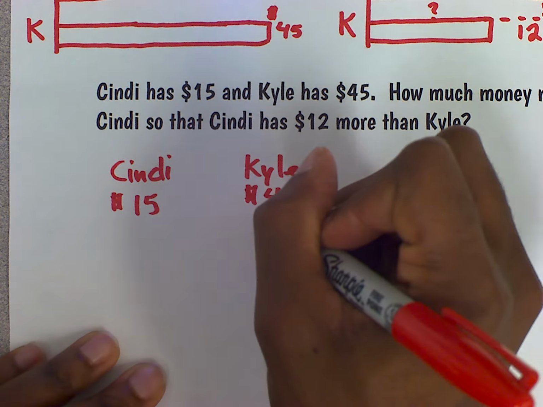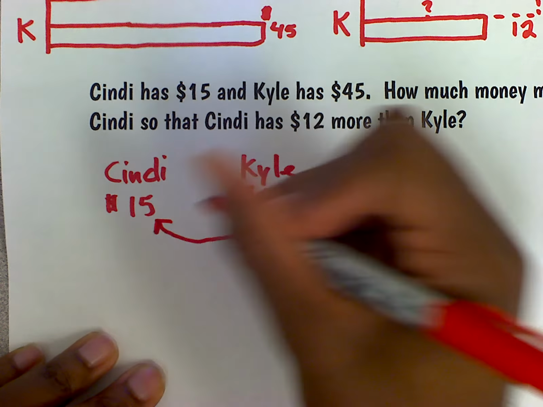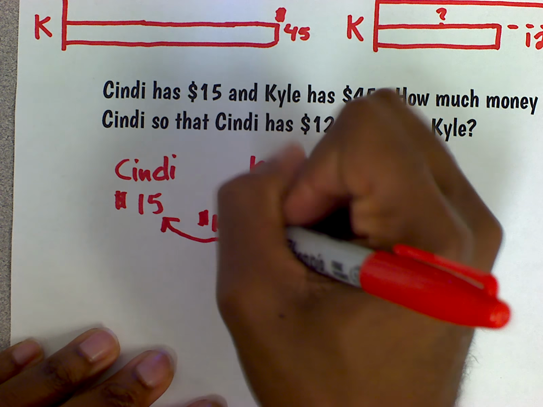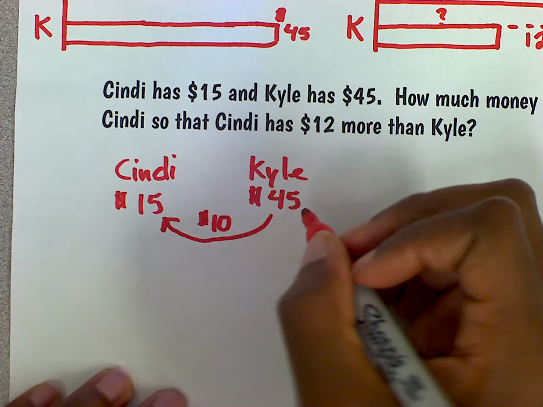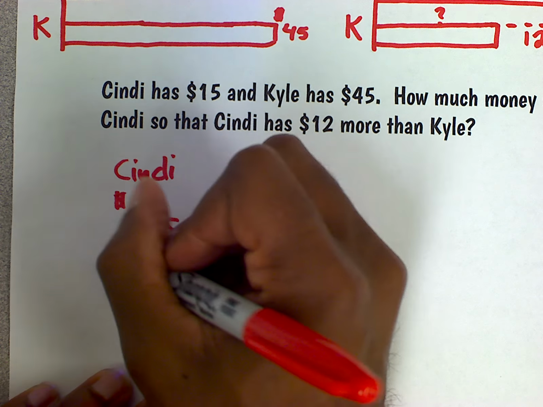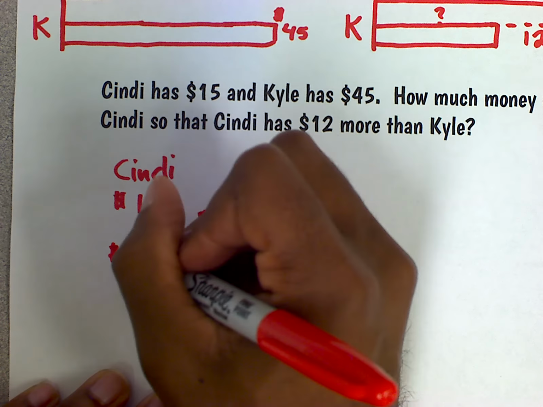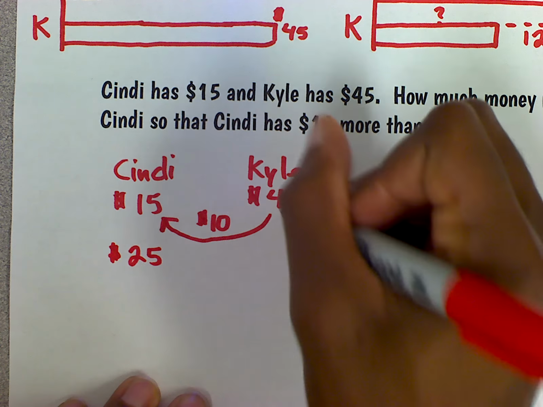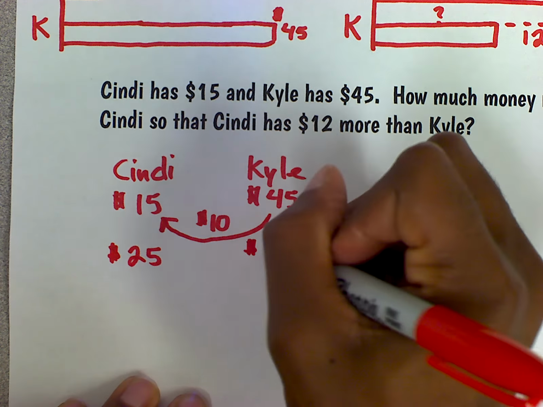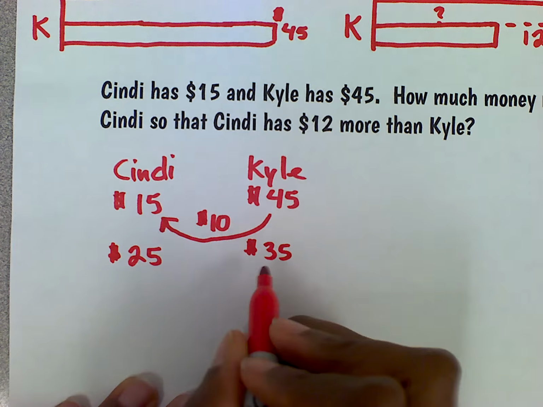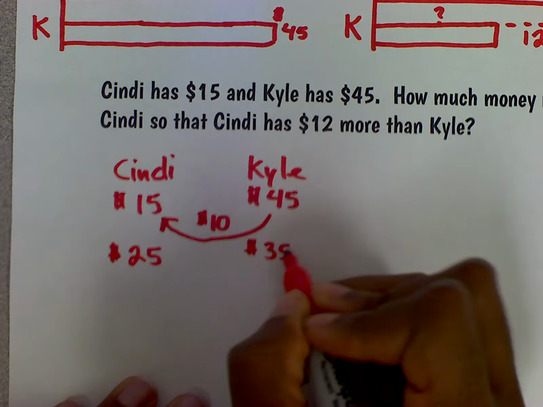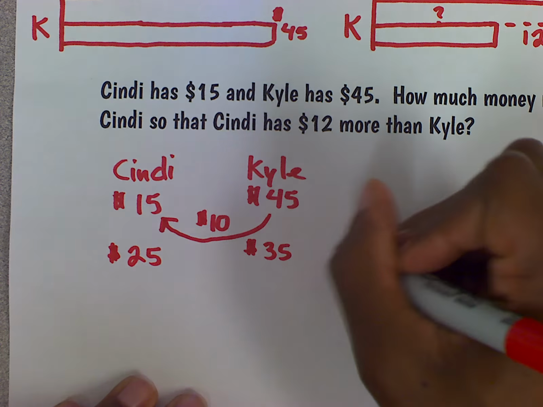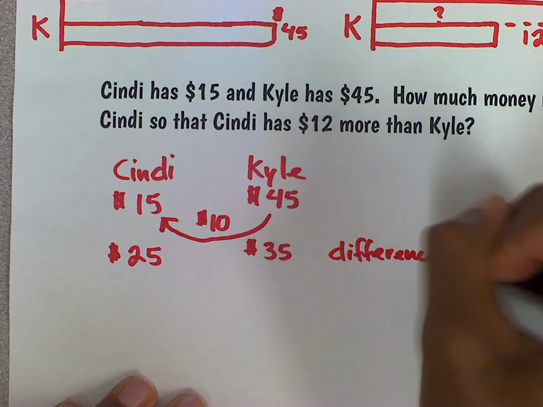So let's take a look at shifting $10 currently from Kyle over to Cindy. So I'm going to note right here that we're shifting $10. All right. And when I make that shift, Cindy is now going to have how much money? 10 to 15, 25. And that's going to take $10 away from Kyle. So Kyle is now going to have what? That's right, 35. And now I'm looking at this and it's like, wow, you know what? If I were to try to figure out the difference between 35 and 25 doing some subtraction, I know there's a difference right now currently of 10.